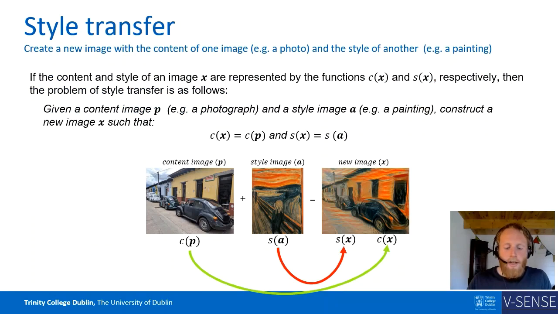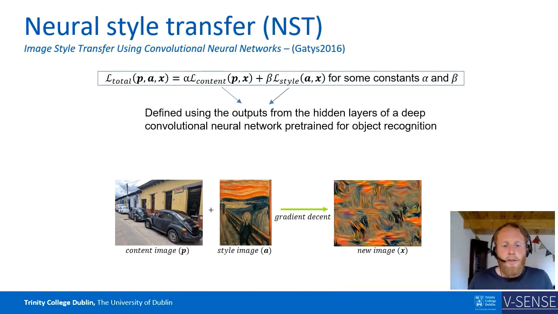Originally looked at for standard two-dimensional images, style transfer involves combining the content of one image, for example a photograph, with the style of another, for example a painting, to form a new image. To achieve this, we need to be able to define, separate, and extract the content and style of an image. The idea of neural style transfer was introduced by Gatys et al.